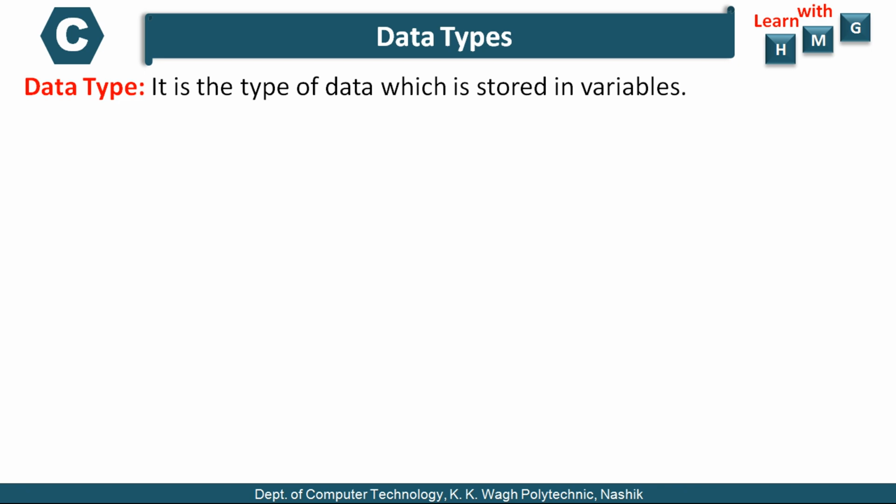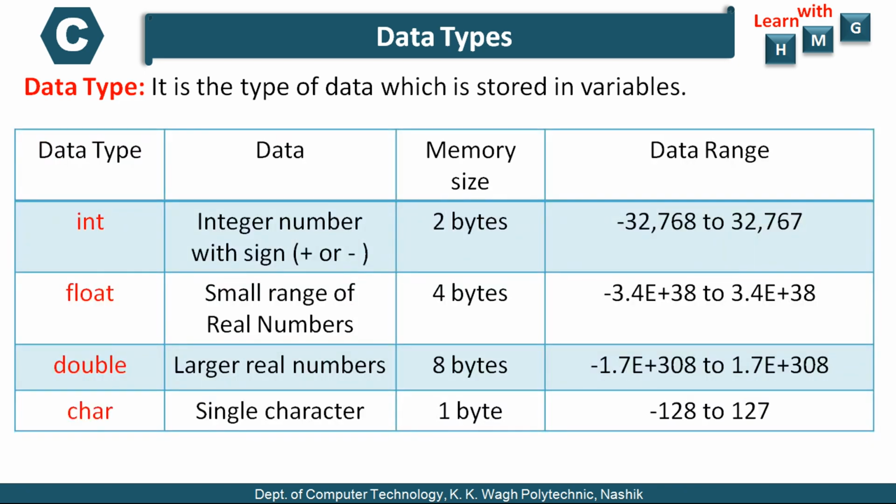These are the 4 basic data types in C, and these are also called primary data types, or basic data types, or built-in data types: int, float, double, char. The int data type is used for integer values with sign, that is positive or negative. The memory required for the integer data type is 2 bytes, and the data range is minimum minus 32,768 to maximum plus 32,767.